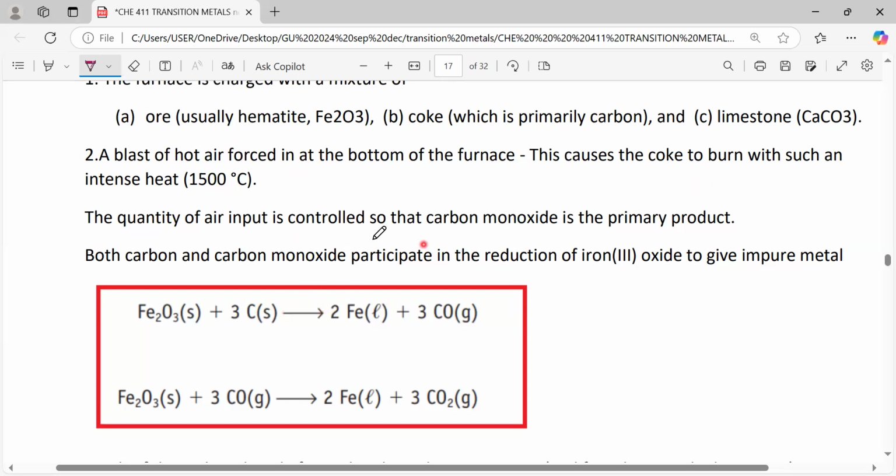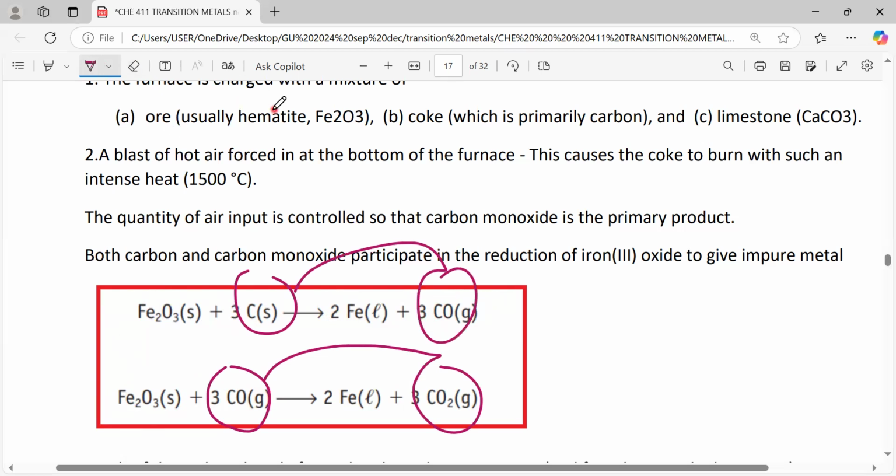So let us see the key equations. Both carbon monoxide and carbon here participate in the reduction of the oxide to give you the metal. But here, of course, we expect oxidation to get CO2. So, of course, these are redox reactions, okay? This one is oxidized to CO2, while this one is oxidized to CO. And of course, this CO can still be used in this process again, because it's not exhausted anymore.